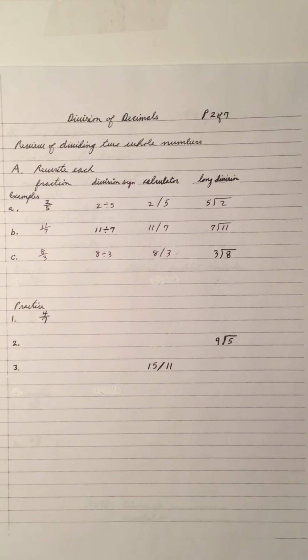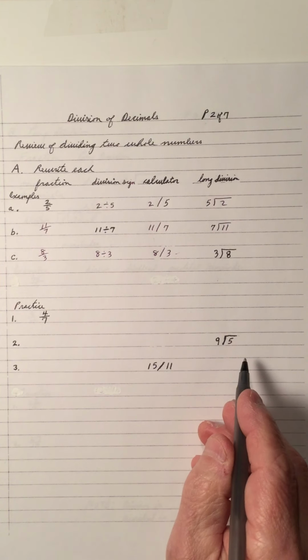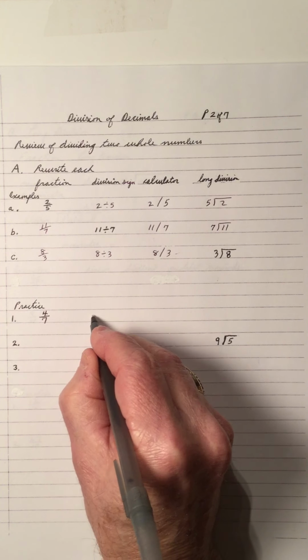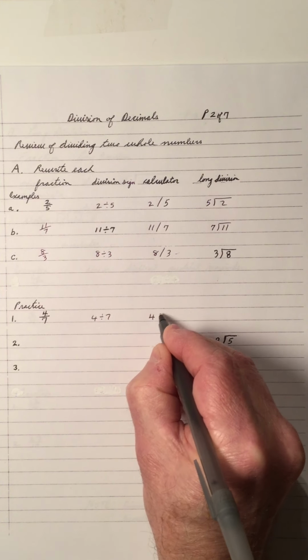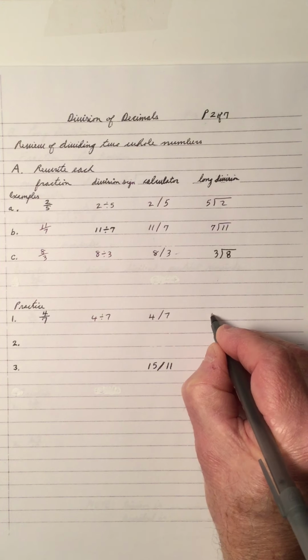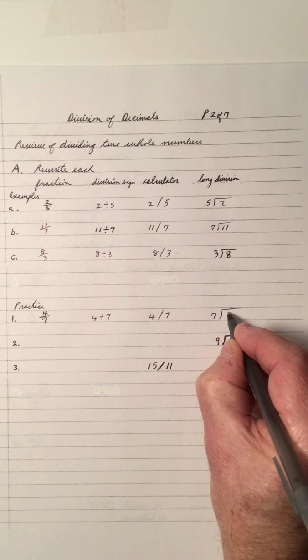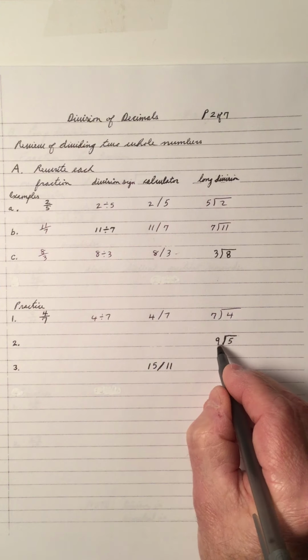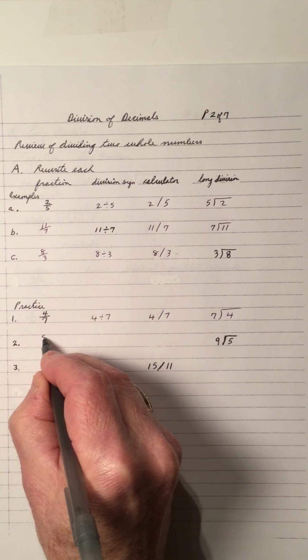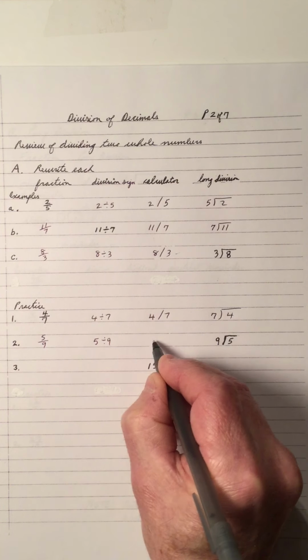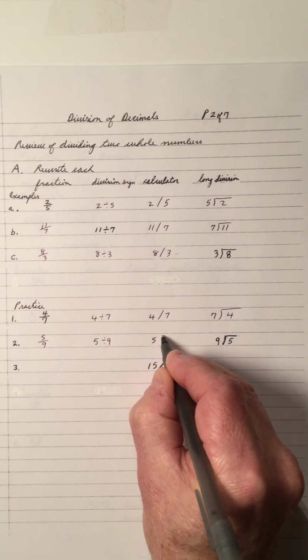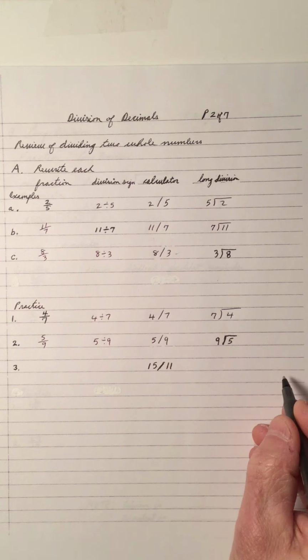So the bar is the division sign. You work these out, play it back, see if you're right. 4 divided by 7, or 7 into 4 the long way. 9 divided into 5, so that's 5 over 9, 5 divided by 9, which is 5 divided by 9 on the calculator.